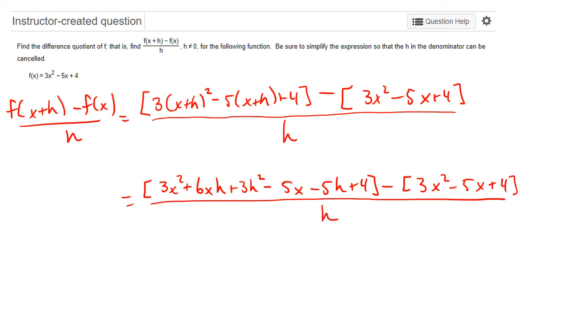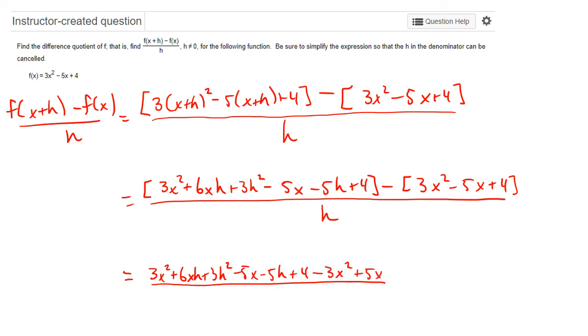Okay, I've just skipped ahead a little bit and done all of that expansion in that first term in one step. And now when we distribute that minus sign in the numerator, so we still have 3x squared plus 6xh plus 3h squared minus 5x minus 5h plus 4. Then I'm going to have minus 3x squared plus 5x minus 4 all over h. And observe, 3x squared minus 3x squared cancels, minus 5x plus 5x cancels, plus 4 minus 4 cancels.